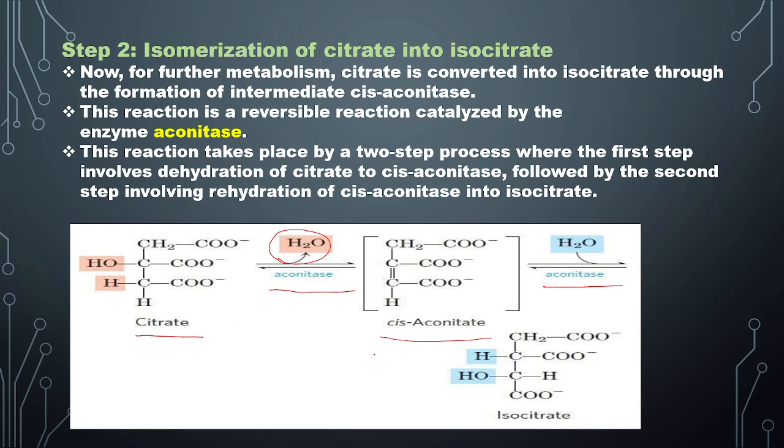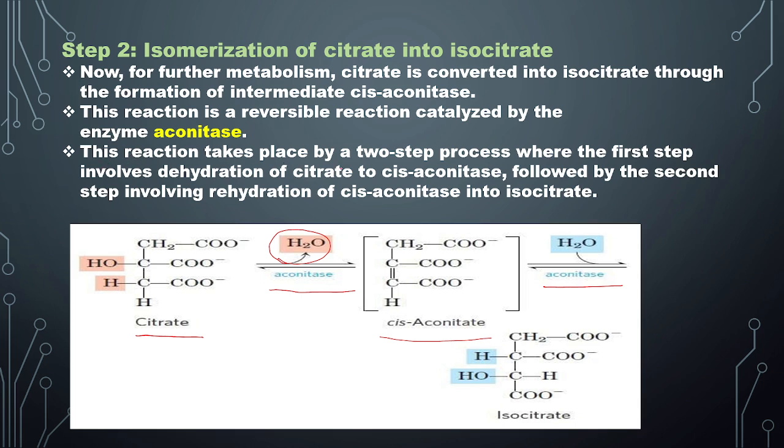Here citric acid and isocitric acid have the same molecular formula but different structures. Here we see this carbon contains an OH group and this carbon contains an H. The position of the H and OH is different. Hence they are known as isomers. These two reactions occur in the presence of the enzyme aconitase.